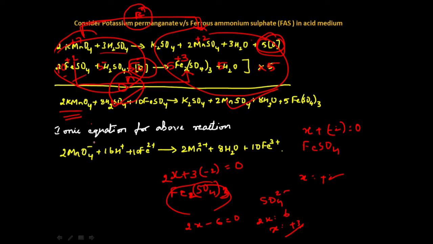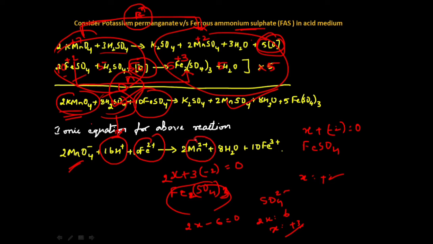Okay, so the ionic equation. Ionic equation is nothing but, in solution state, potassium permanganate exists as permanganate ion, and sulfuric acid exists as H plus. Since it is an acid, it will release H plus ions. Ferrous sulfate, that is ferrous ammonium sulfate, will release ferrous ions. So you will get manganese, water and ferric ions. Fe3 plus is nothing but ferric ion. Okay, this is how we can write this.